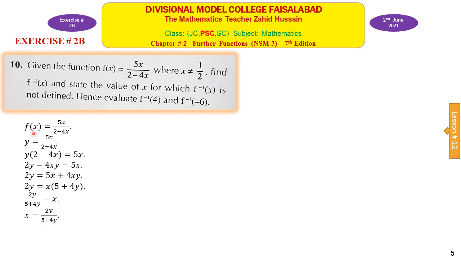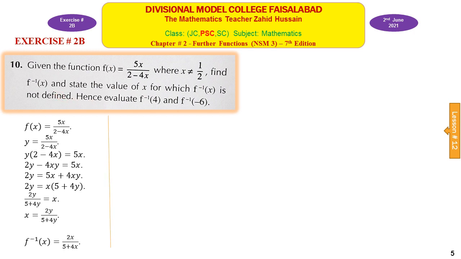To find the inverse, we know that we first replace f of x by y, then we make x the subject of the equation, and then we replace x by f inverse x and all y's on the right hand side by x. So this is the inverse function for the function f of x. And state the values of x for which f inverse x is not defined.